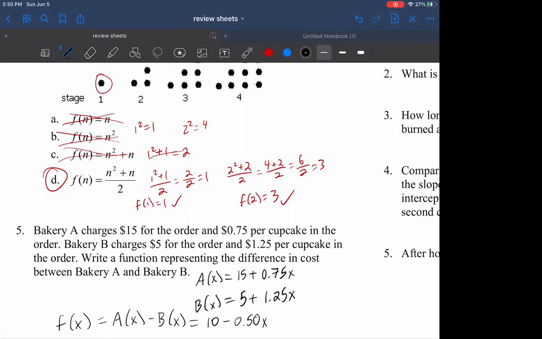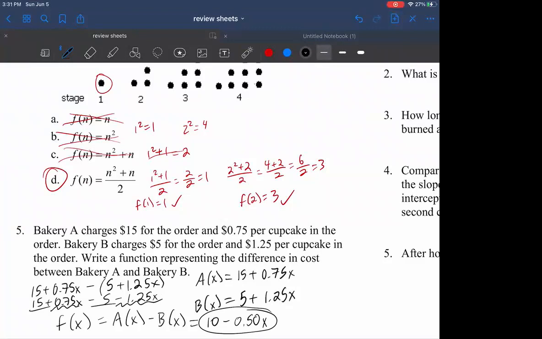Again, if you were writing this out, like so, A of x minus B of x, you would need to put parentheses around that second part. And before you simplify, make sure to change the signs of each part in that second parentheses, and then go back and combine the like terms. 15 take away 5 is 10. 0.75x minus 1.25x gives us the negative 0.50x. So this will be the function rule or expression for the difference between Bakery A and Bakery B. If you have any questions on that review, just let me know.